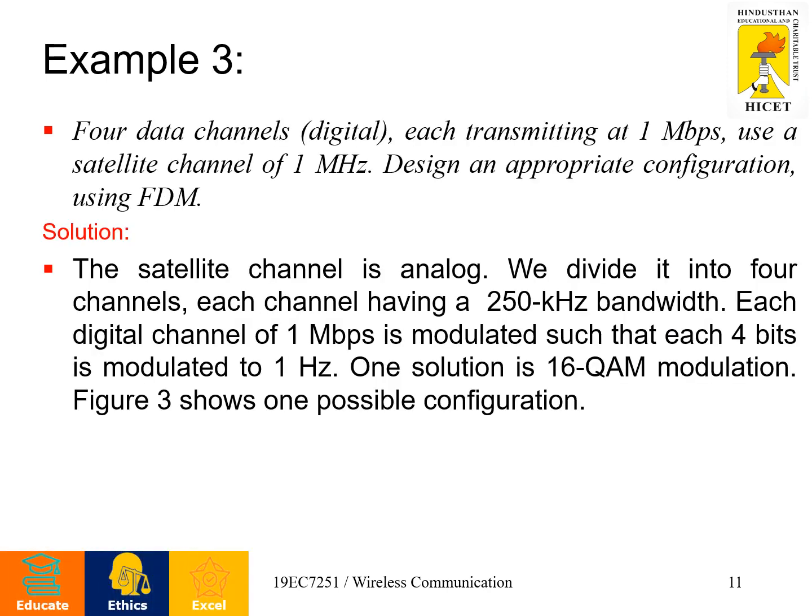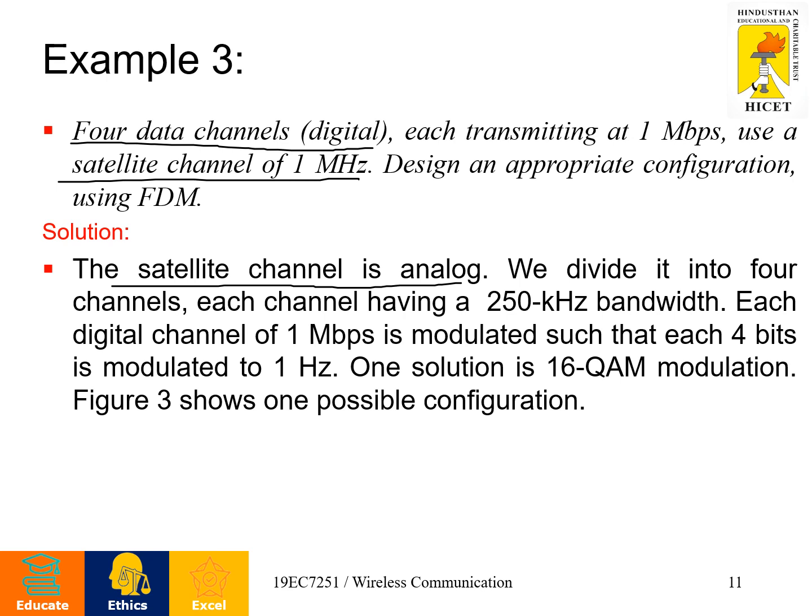Next is about the modulation required. 4 data channels, each transmitting at 1 Mbps and uses a satellite channel of 1 MHz, whereas 4 data channel is digital and this satellite channel by default it is analog. So the solution is the satellite channel is analog and we divide into 4 channels, each having 250 kilohertz bandwidth. So each channel of 1 Mbps is modulated such that each 4 bits is modulated to 1 Hz.